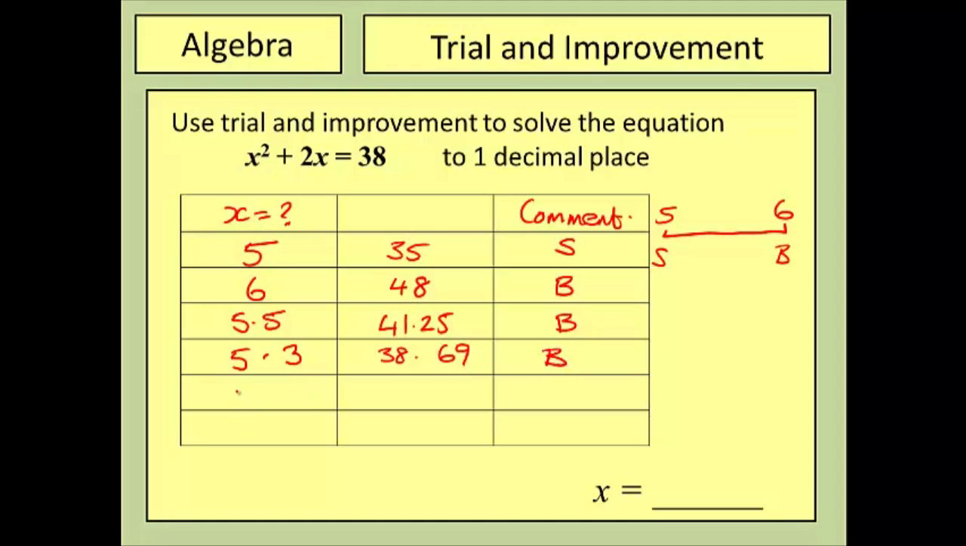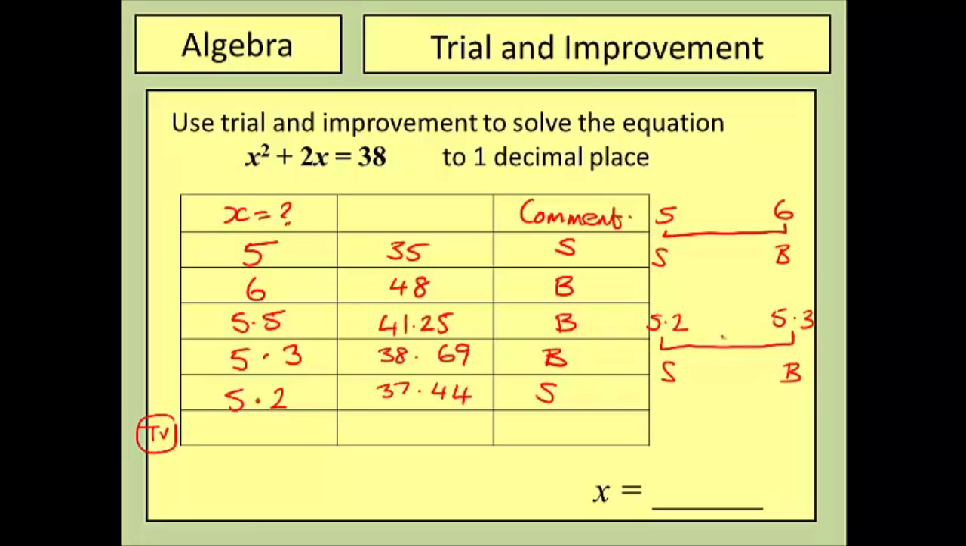Next I'm going to try 5.2, which makes sense because if 5.3 was too big, my next guess would have to be smaller. So I try 5.2 and I get 37.44. Now this one's too small. What I've got now is the situation where my answer is trapped somewhere between 5.2 and 5.3, between a small value and a value that was too big. So my answer, because I need it to one decimal place, is either going to be 5.3 or it's going to be 5.2. What I need to do is something called a test value.